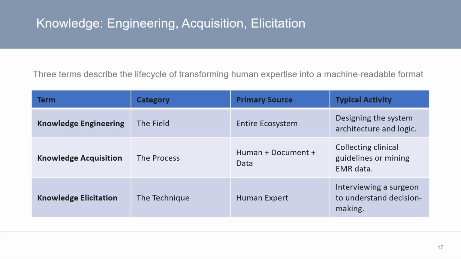Knowledge engineering is the broadest of these terms, capturing the field, using the entire information ecosystem, and aimed at designing the system architecture and logic on the whole. Knowledge acquisition is a process that can involve human beings, documentation, or data, and this is aimed at collecting clinical guidelines or mining electronic medical health record data in the case of biomedical expert systems. And knowledge elicitation involves techniques gathering information from human experts in particular. For example, interviewing a surgeon to understand their decision-making process.